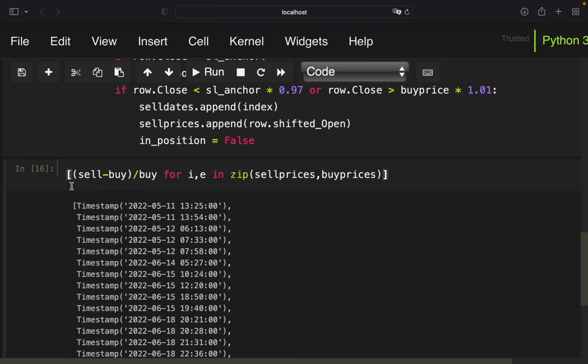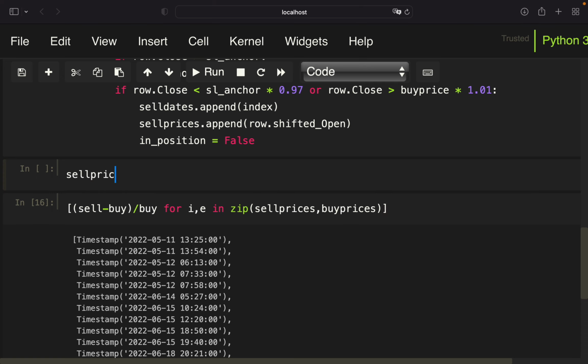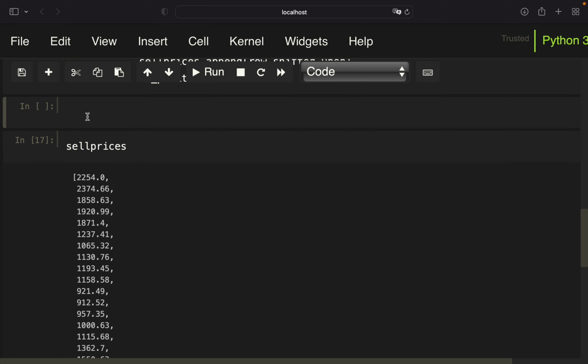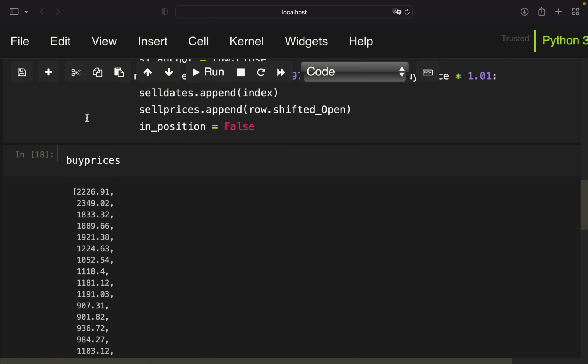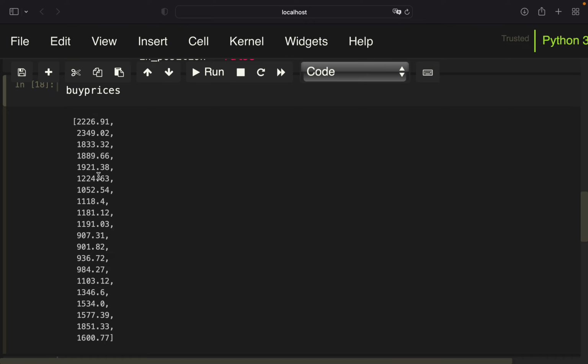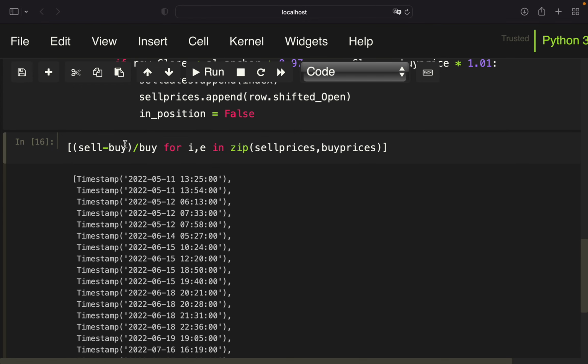So what am I doing? I'm simply subtracting the buy price from each of those elements here. Each of those elements, buy prices, I'm subtracting from each of those elements here. Nothing more than that. You can also do that in a data frame. It's a matter of preference.